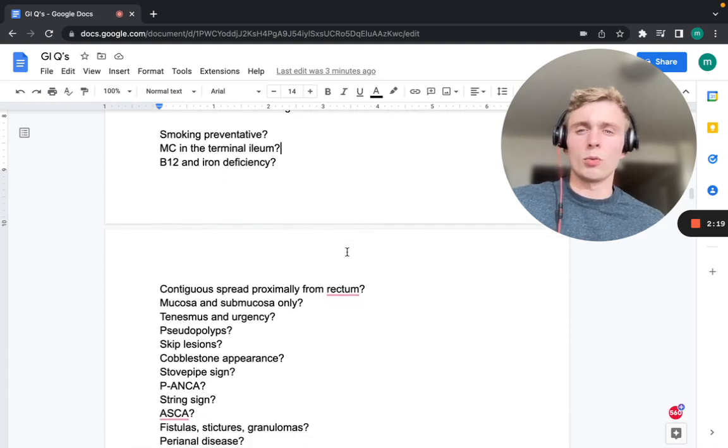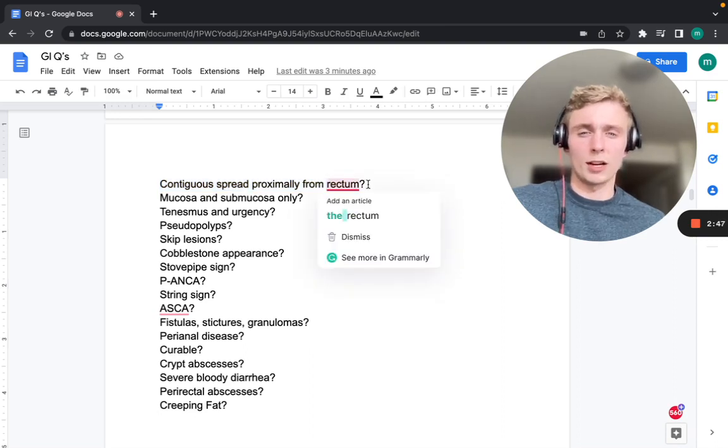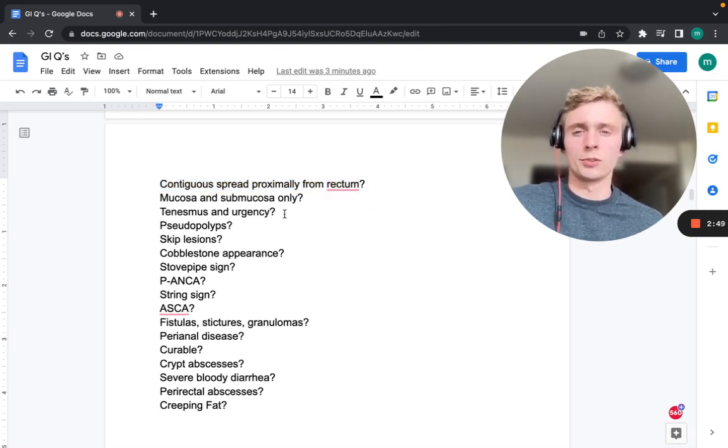So first one, which one, ulcerative colitis or Crohn's, is smoking preventative for? Smoking is actually preventative for one of those diseases, and the other one, it makes it worse. So which one for smoking? Which one is most common in the terminal ileum? Terminal ileum. Which one will lead to B12 and iron deficiency more commonly? Which one, ulcerative colitis or Crohn's, has contiguous spread proximally from the rectum? Contiguous spread proximally from the rectum, which one?